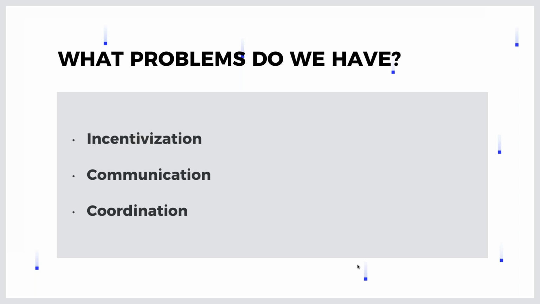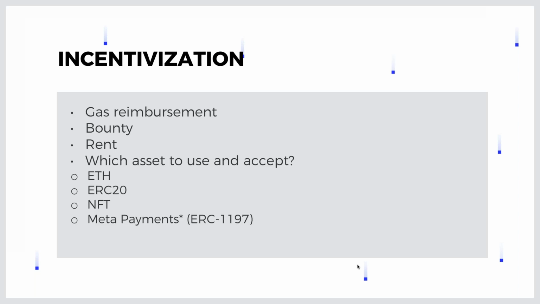Okay, so in order to get there, essentially we have three major groups of problems that we need to solve: incentivization, communication, and coordination. Incentivization, as already mentioned, has a couple of components. The first and the minimum, I think, is that whoever is going to execute the transaction should be reimbursed for the gas. So this is the minimum, zero-bounty situation.